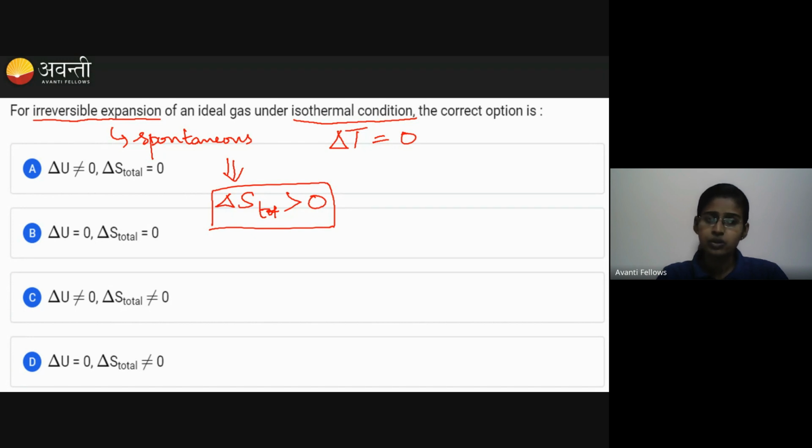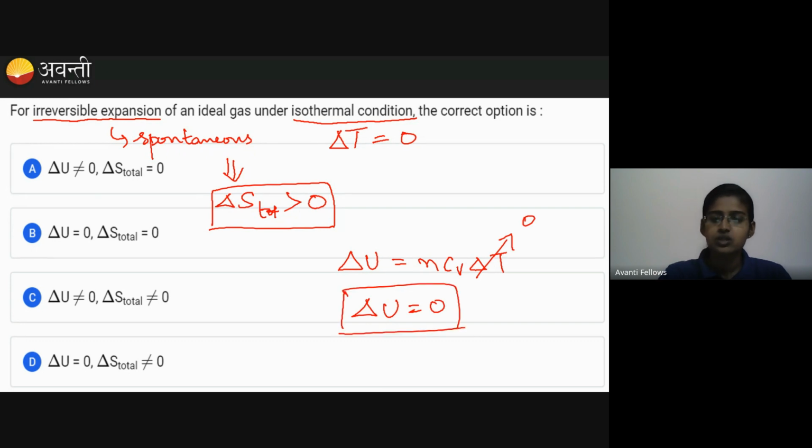Now if we want to check for delta U, we know that delta U is equal to nCv delta T, right? This was a relation which we have discussed in the previous class, in the thermodynamics part. So here delta T goes to 0. So 0 into anything is 0. So delta U is also 0. So the correct answer is option D.